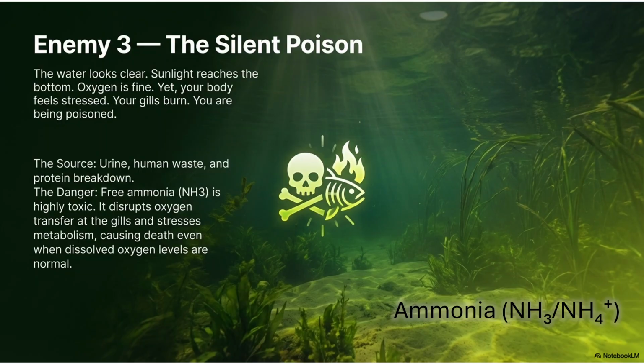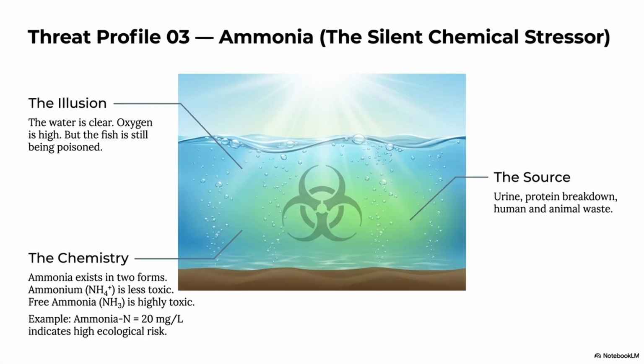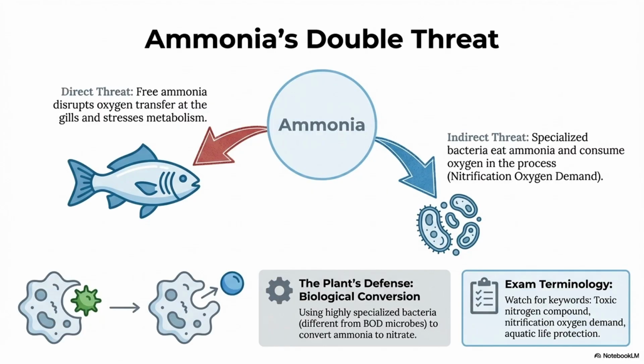Now here is something important. Ammonia in water can exist in two forms, ammonium or NH4+, which is less toxic or safer, and free ammonia or NH3, which is very toxic to fish. We will study the chemistry later when we discuss pH and temperature. For now, understand the effect. Free ammonia interferes with fish respiration. It disrupts oxygen transfer at the gills. It damages tissue. It stresses metabolism, causes death of fish. So even if dissolved oxygen in the river is normal, high ammonia can still kill fish.